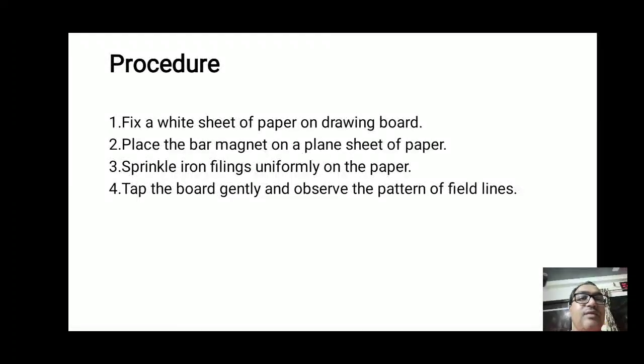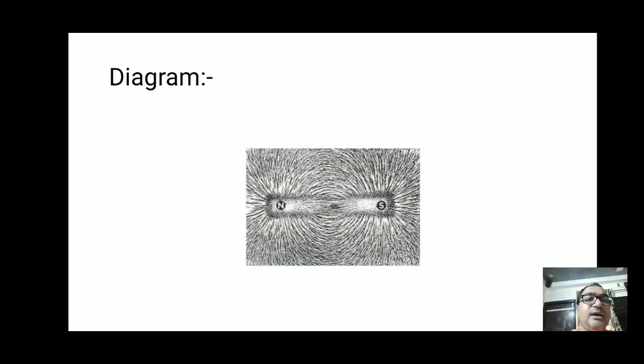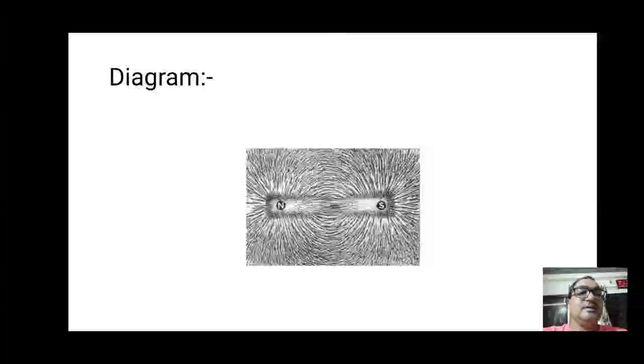Students, these are the steps of the procedure. First, fix a white sheet of paper on the drawing board. We have to take a drawing board and keep a white sheet over it. Place the bar magnet on the plain sheet of paper, and then sprinkle the iron filings uniformly on the paper, tap the board and gently observe the pattern of the field lines. When we do this procedure, we can see that the iron filings are aligned, showing these types of patterns nearby the bar magnet.